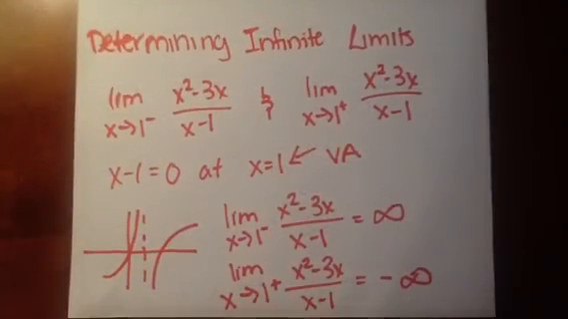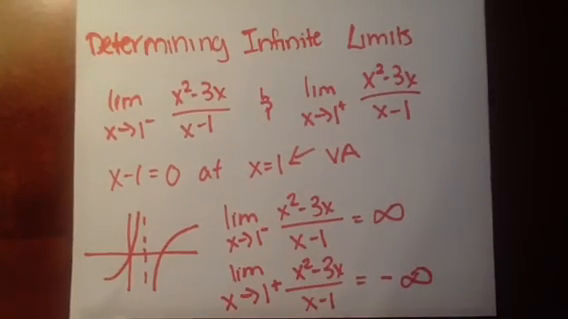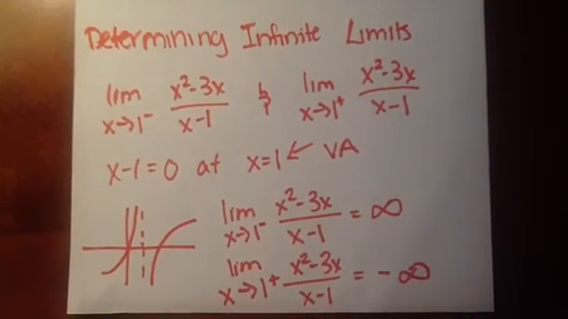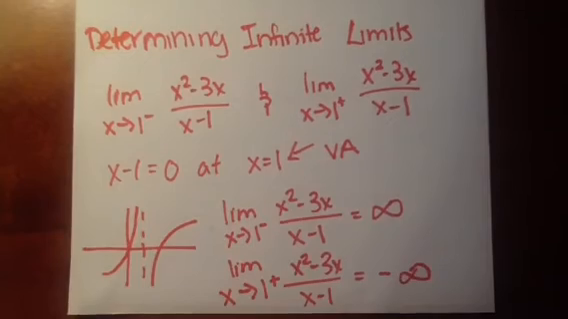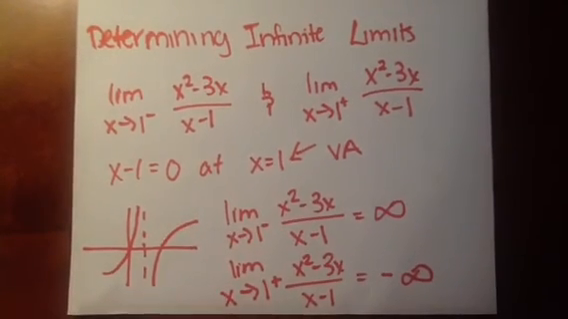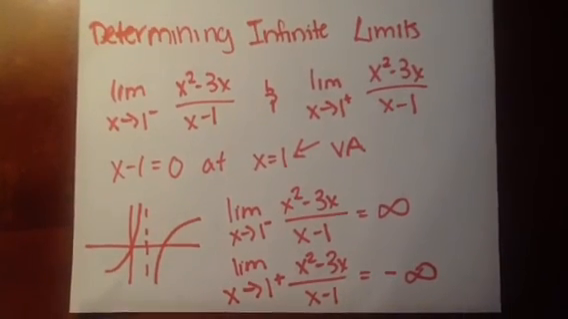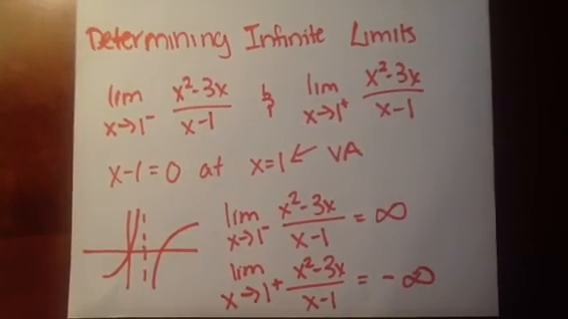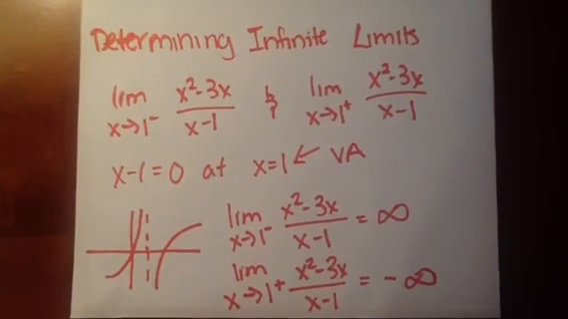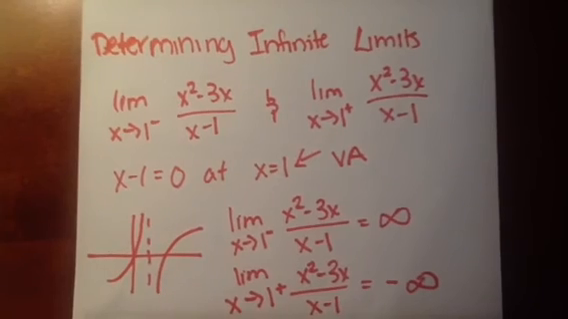One example of determining an infinite limit is looking at the function f of x equals x squared minus 3x over x minus 1. Looking at the denominator, we can conclude that f of x has a vertical asymptote at x equals 1. This means that each of the given limits is either infinity or negative infinity. A graphing utility can be used to help determine the result.